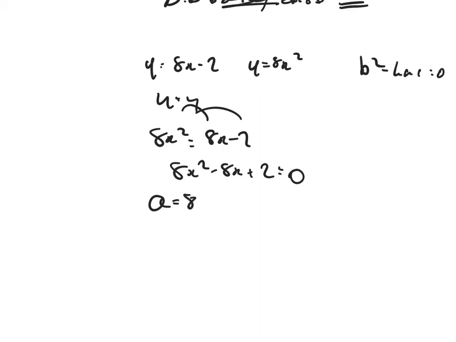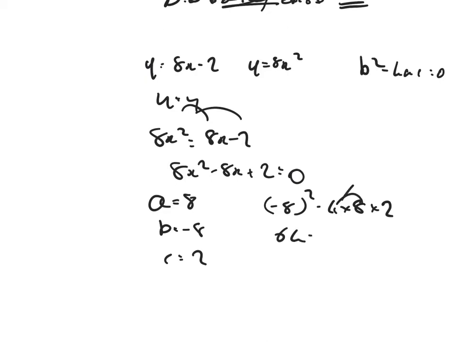a is equal to 8, b is equal to minus 8, and c is equal to 2. So that will be minus 8 all squared minus 4 times 8 times 2, and that's 64 minus 4 times 8 is 32, times 2 is 64. So D is equal to 0, therefore tangency exists.